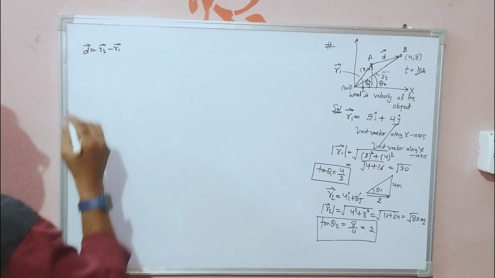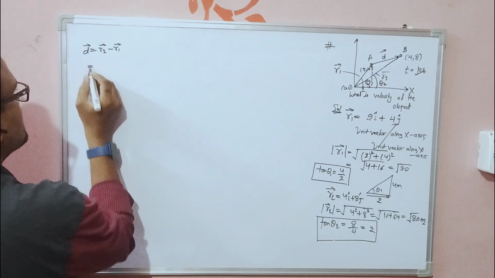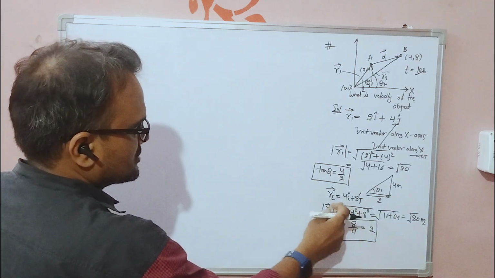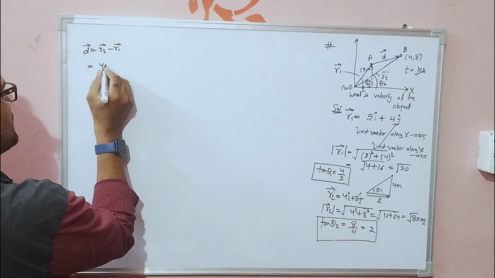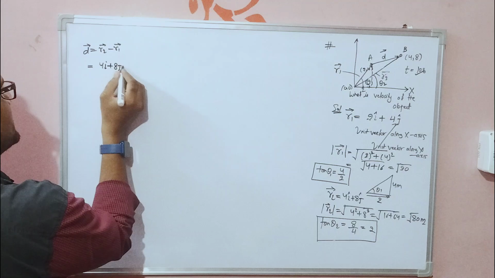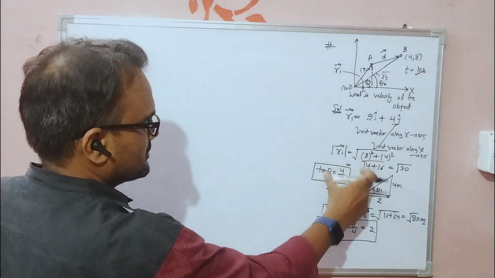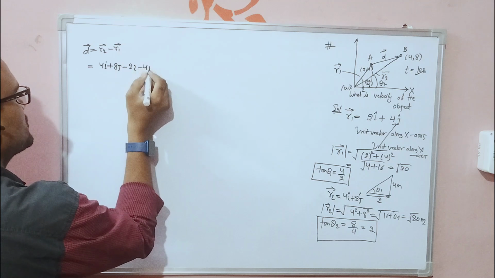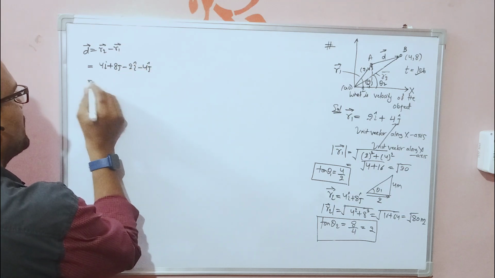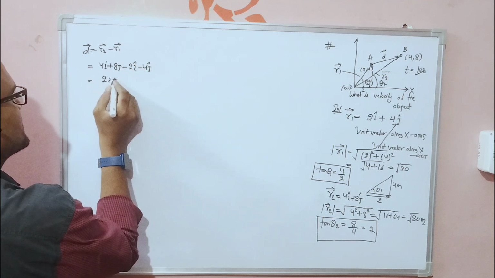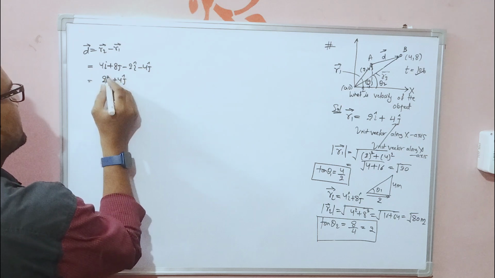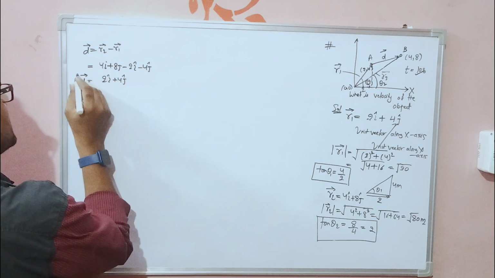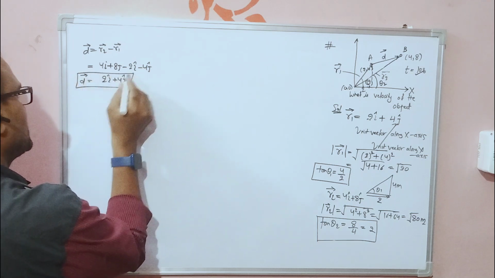Now let's see what this is. R2 is 4i plus 8j, minus R1. R1 is this, right? So it will give me 2i minus 4j. So from here we will be getting 2i plus 4j. This is the displacement vector.